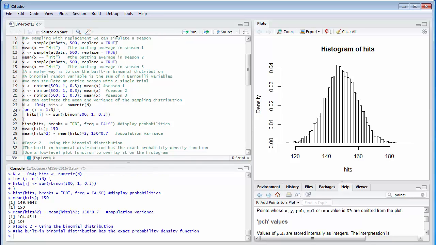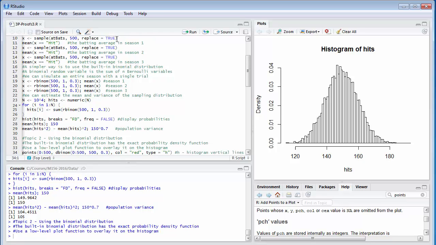But the built-in binomial distribution has the exact probability density function. Since I want to overlay this probability density on the existing histogram, I use a low-level plotting function called points. That's why I don't have to say add equals true. And what am I plotting? First argument, horizontally, I'm plotting 0 through 500. Second argument, vertically, I'm plotting the probability density function for the binomial distribution.